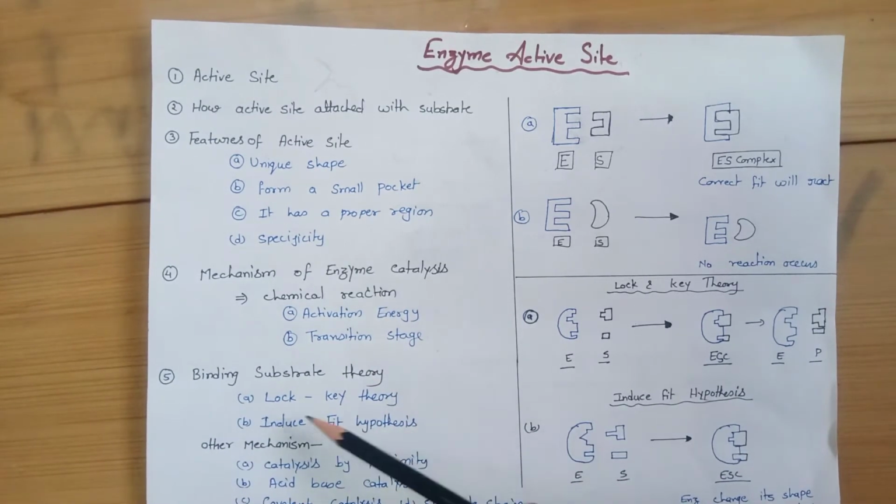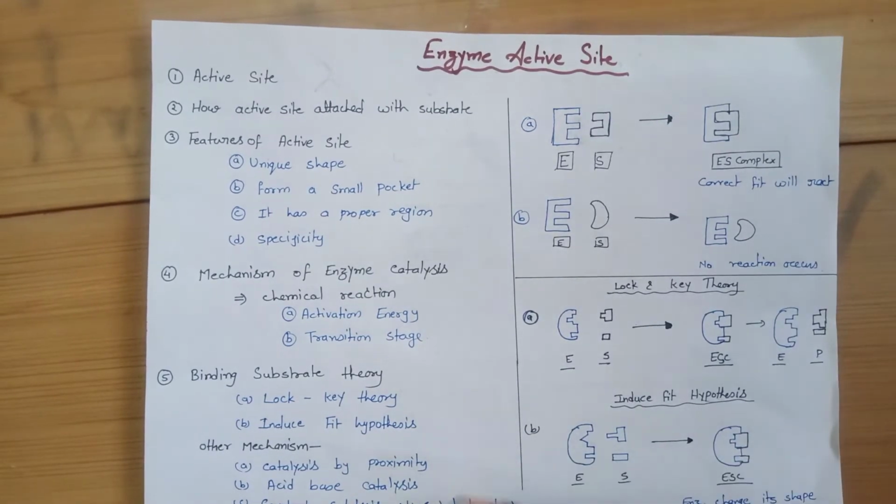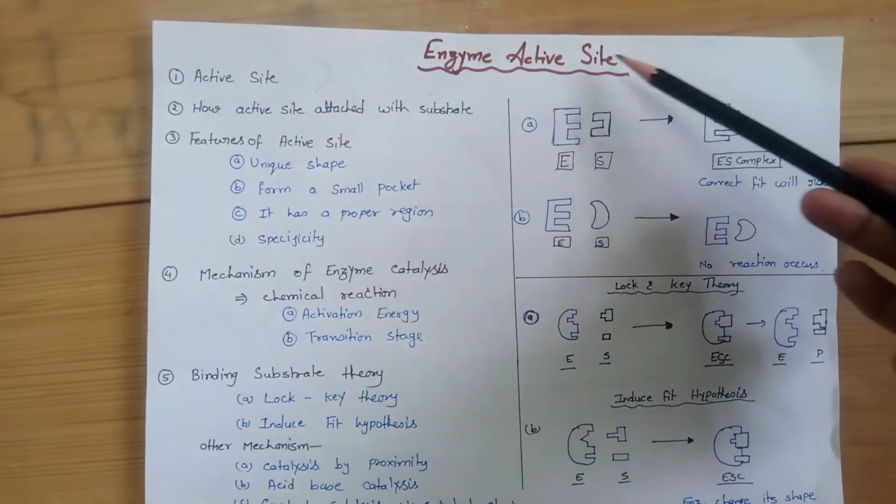There are two important theories, the lock and key theory and the induced fit hypothesis. There are also other theories, four theories in total. Okay, so let's get started with the active site.